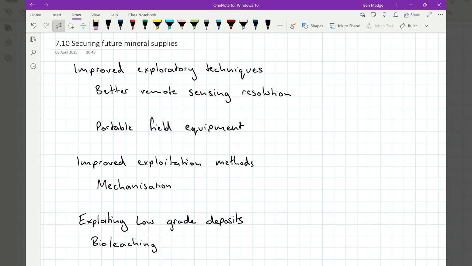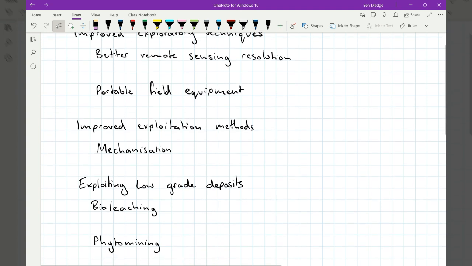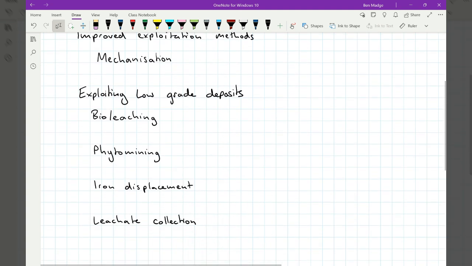Hello, and today's lesson we're looking at securing future mineral supplies. So we're going to look at improved exploratory techniques, improved exploitation methods, and then we're going to look at exploiting low-grade deposits.